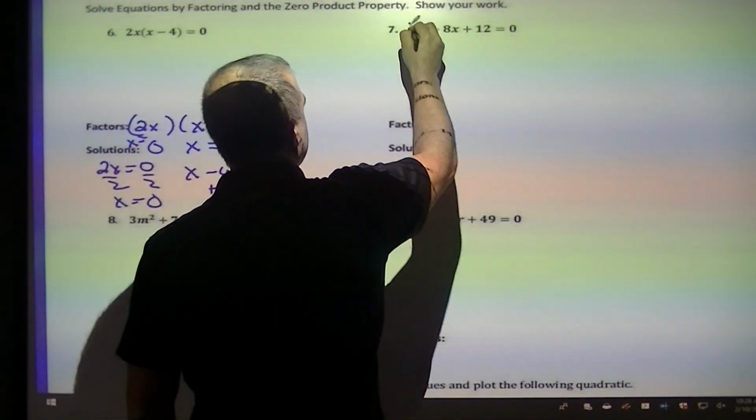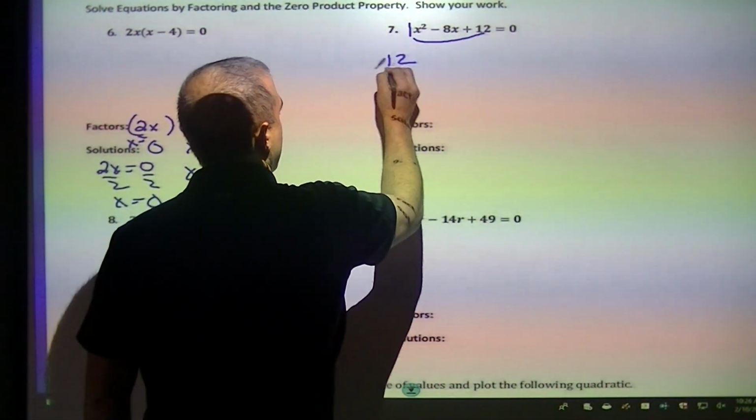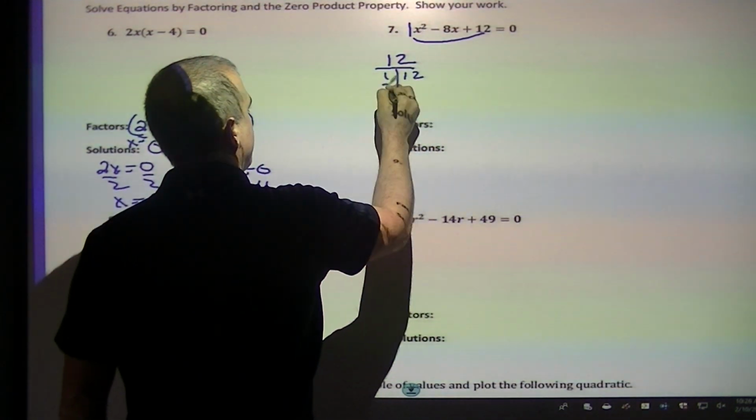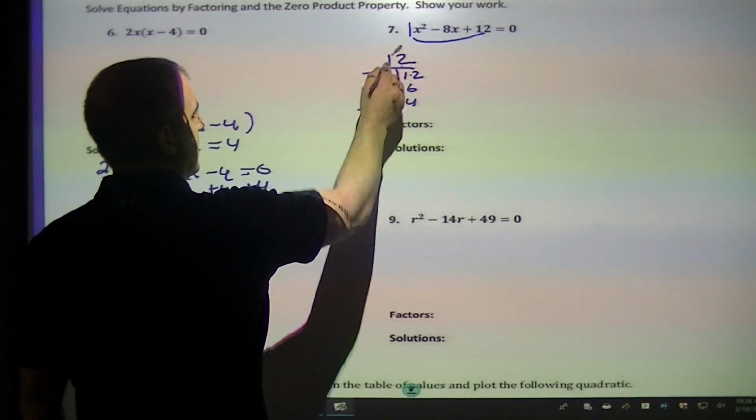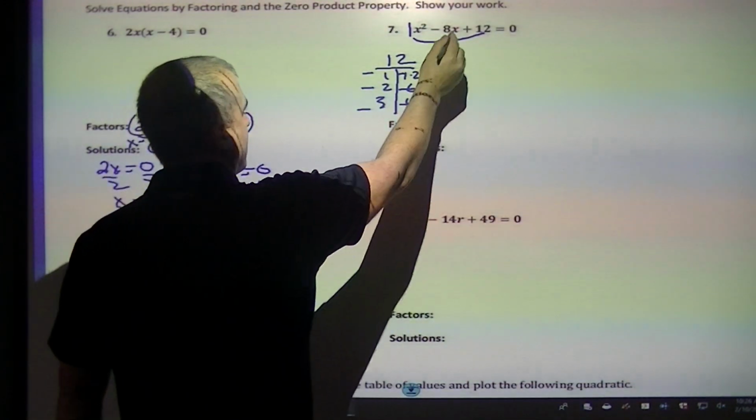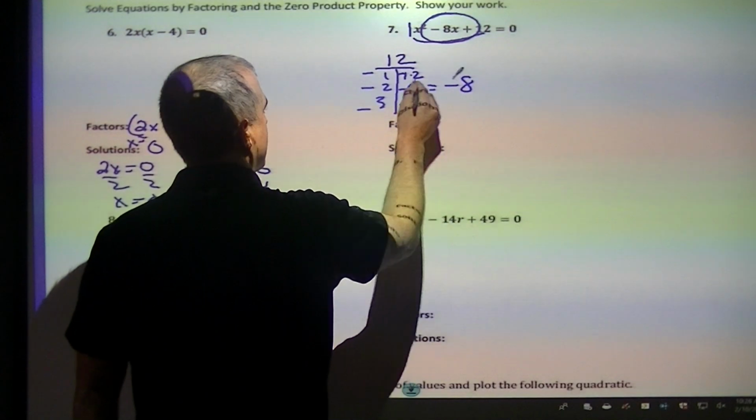This I would factor. Okay, 1 times 12 would be 12. Factors of 12 are 1 and 12, 2 and 6, 3 and 4. If I have negatives, this multiplies but doesn't give me that. So I gotta make both sides negative. I'm looking for that set. Okay?